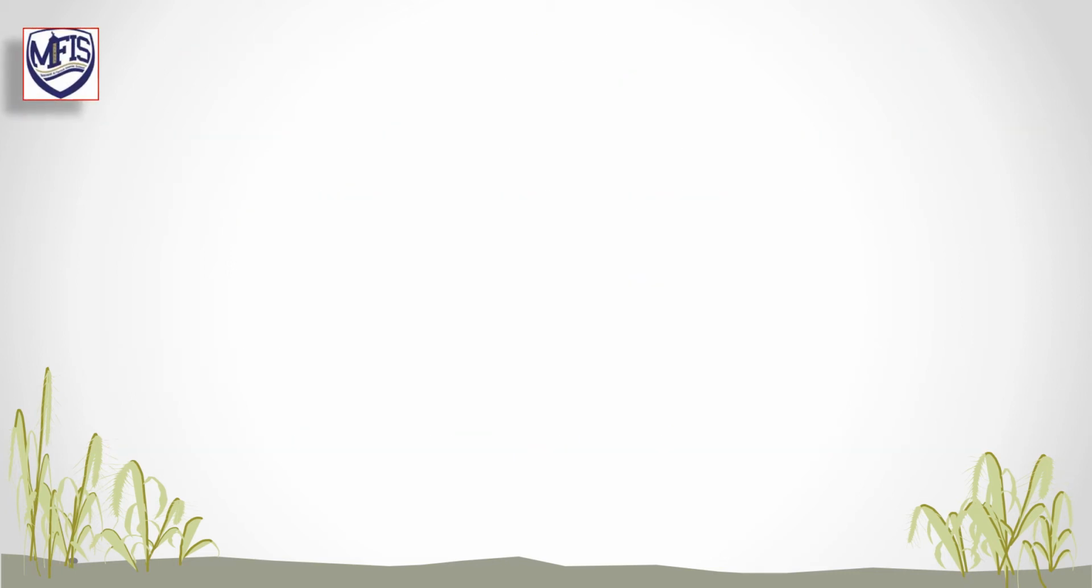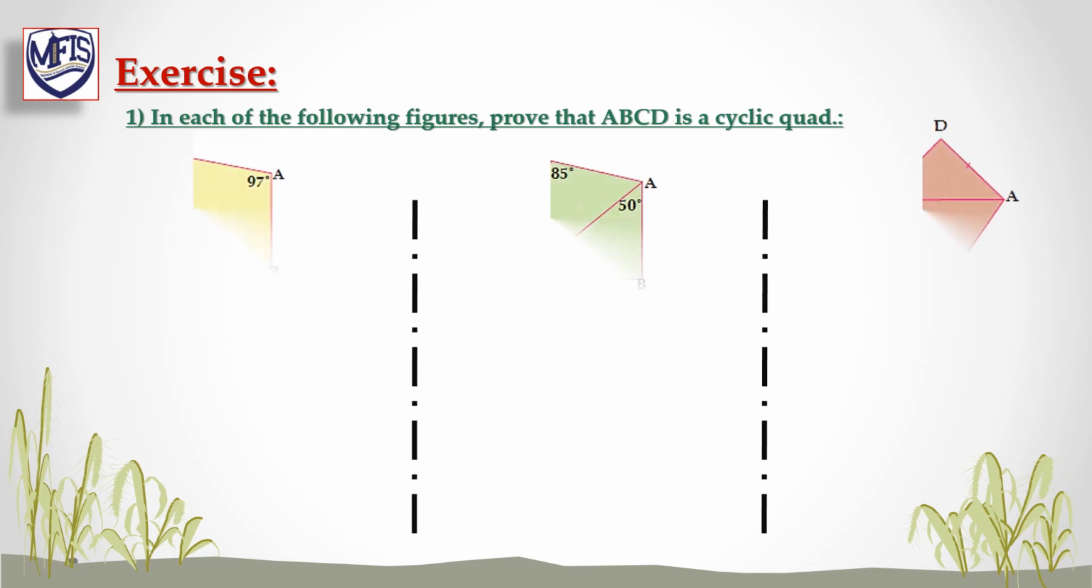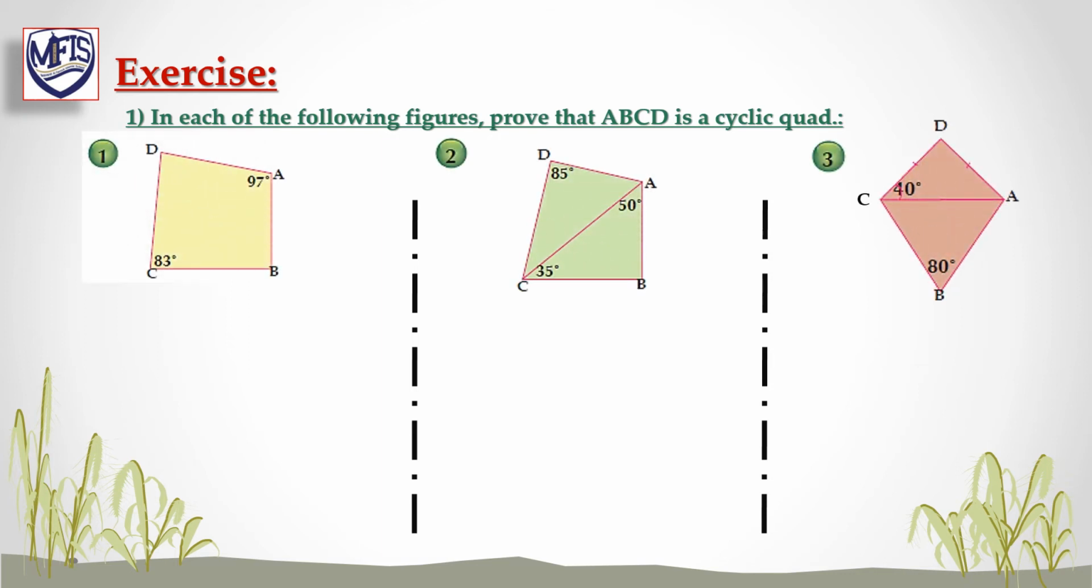Now, exercise. In each of the following figures, prove that ABCD is a cyclic quad. Here I have three figures, 1, 2, and 3, and I want to prove that each of them is a cyclic quad. So, as I said before, if I want to prove that any quadrilateral is cyclic quad, I will look for one property from the four properties.